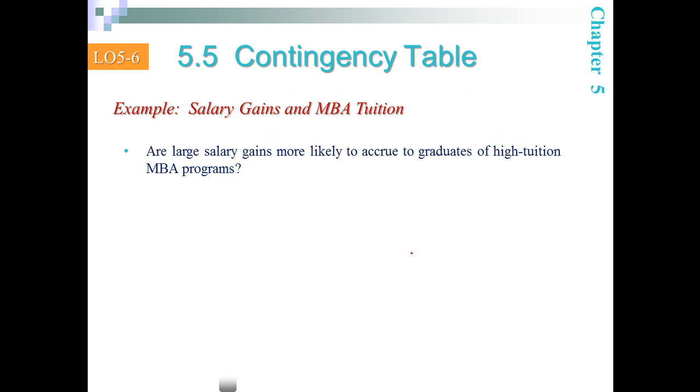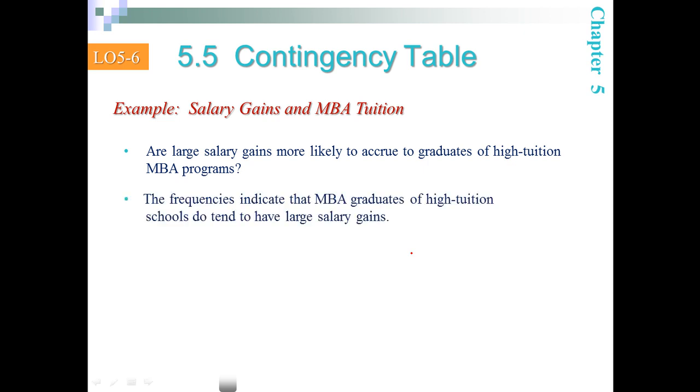So looking at the cross-tabulation table, we can get a good idea of what's going on. The higher the tuition, the larger the salary gains tend to be.